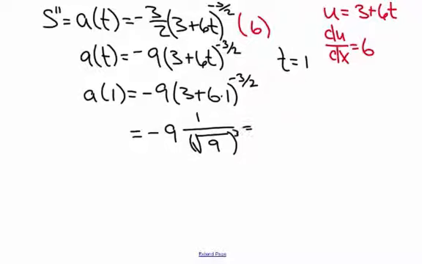And that's how you use the chain rule to find the second derivative, which is acceleration, at a specific value of t.